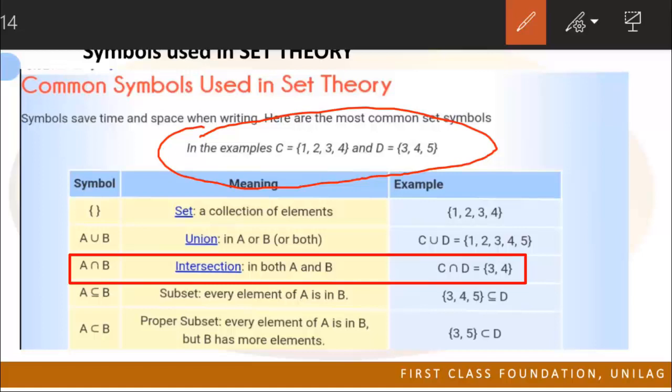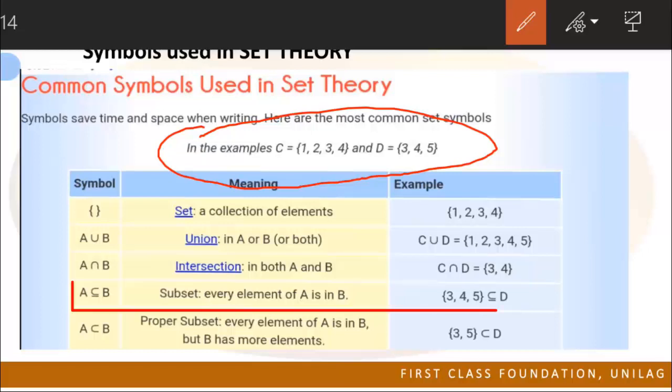Likewise, 3 and 4 are found in set D. So the intersection, what can be found in both sets C and D, are 3 and 4. Those are the two elements.